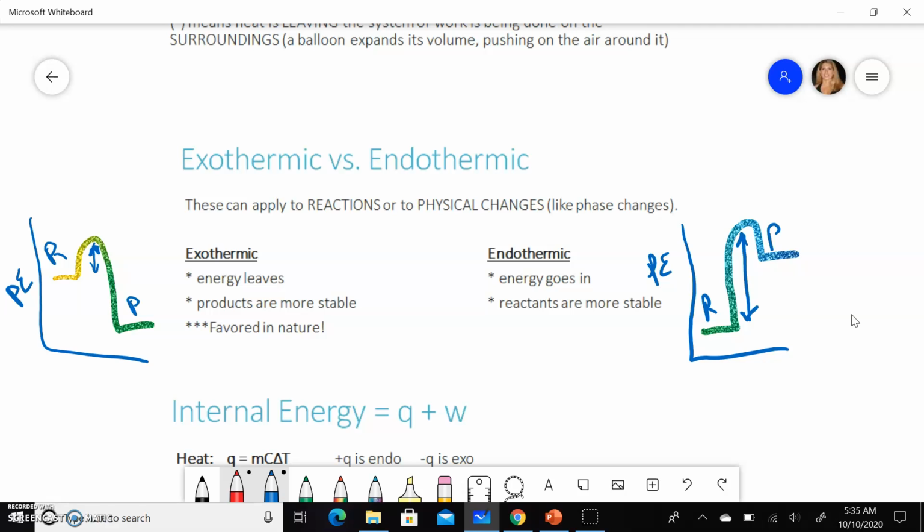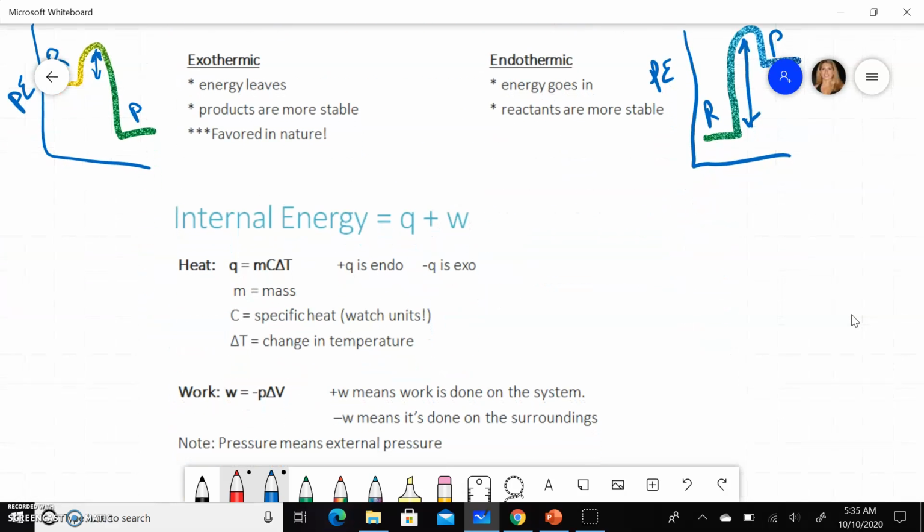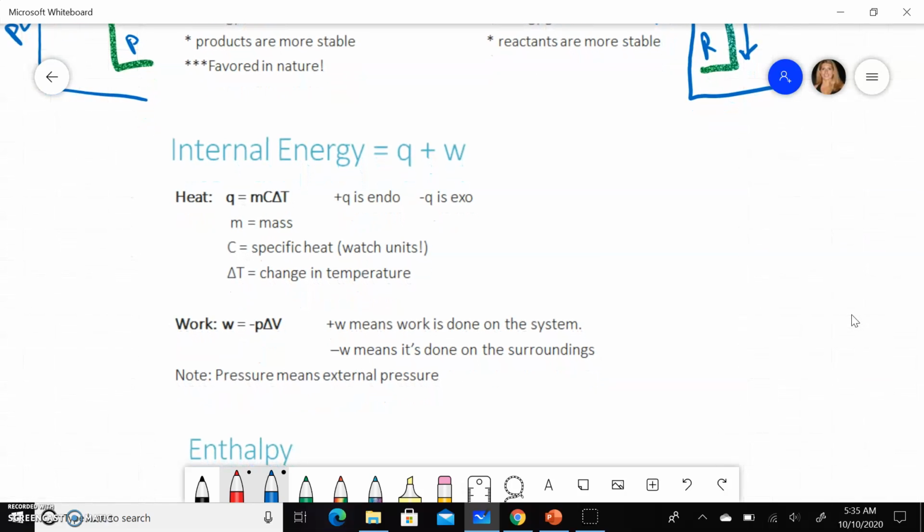And you might say, well, why does that even happen if the reactants are more stable than the products? It seems like it wouldn't even happen. But there are other factors that are involved, so sometimes endothermic reactions can still happen. All right, so that leads us to internal energy, which is equal to the heat plus the work.